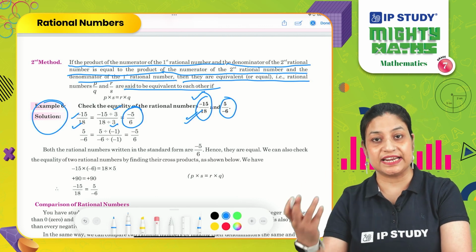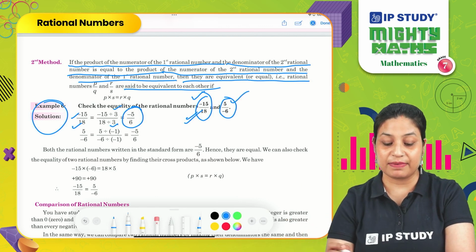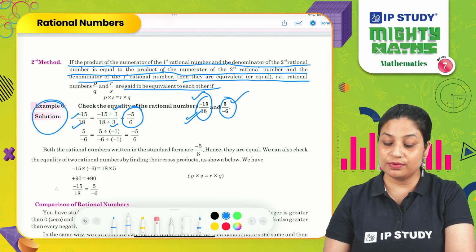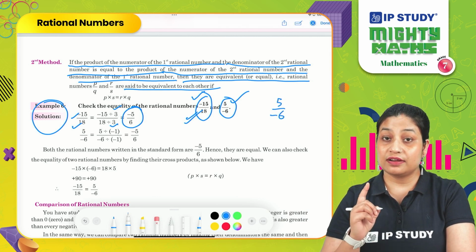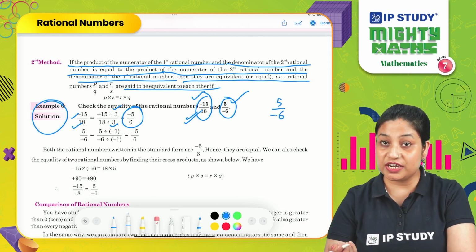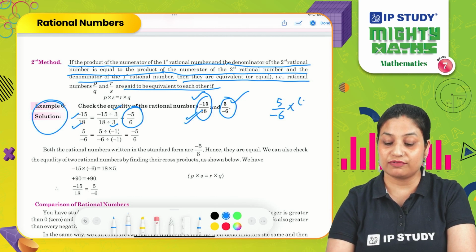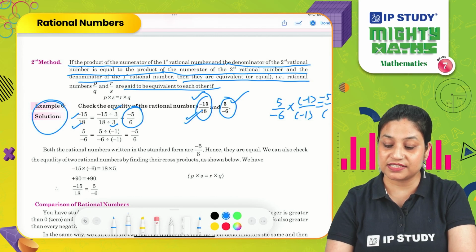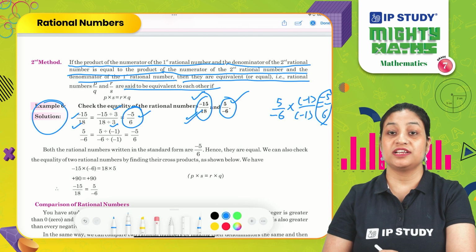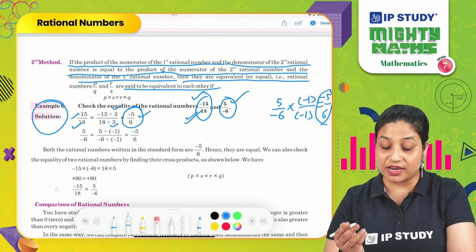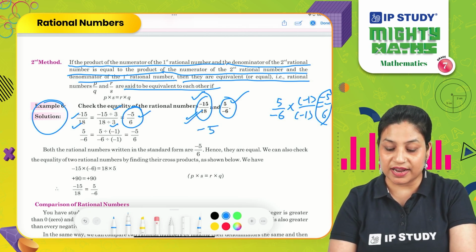What is my second rational number? It is 5 by minus 6. And I told you, whenever you are dealing with a negative rational number, don't forget to make your denominator positive. So for that, you have to multiply numerator and denominator by minus 1. So you will get minus 5 by 6. This is your second rational number, and the reduced form of the first rational number is this one. So are they equal? Yes, they are equal. So minus 5 by 6 is equal to minus 5 by 6.